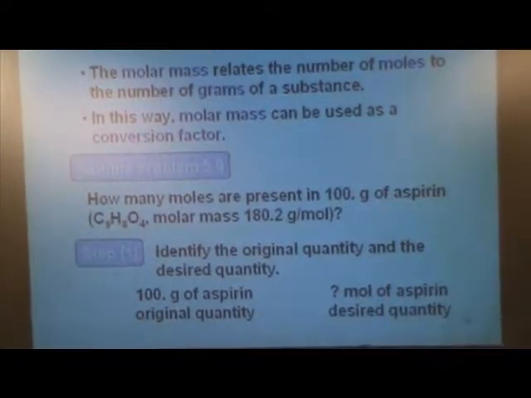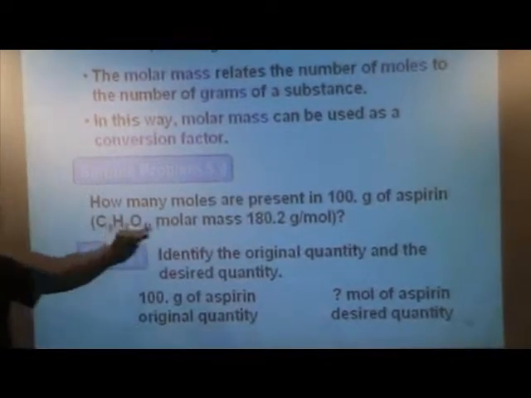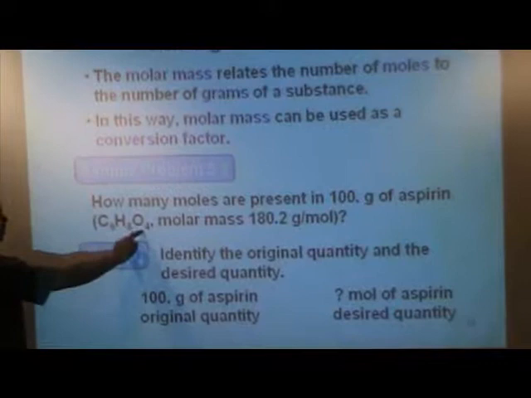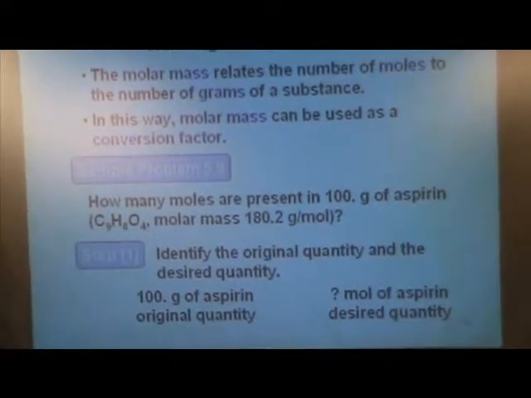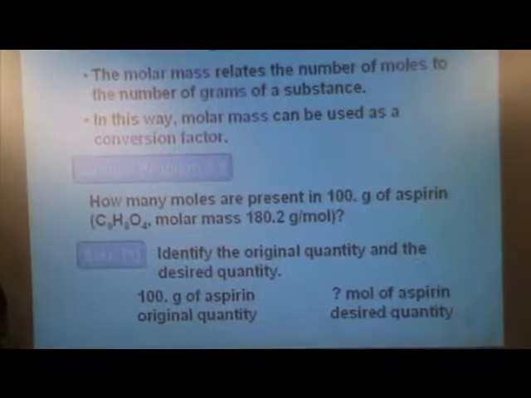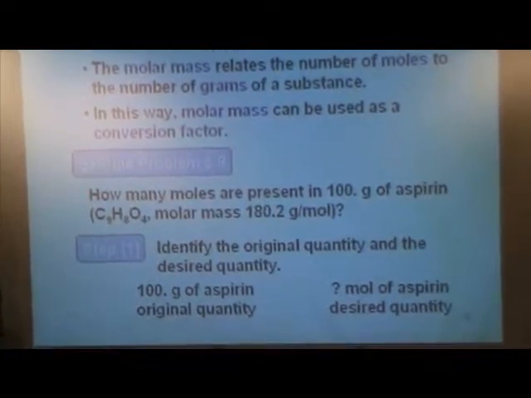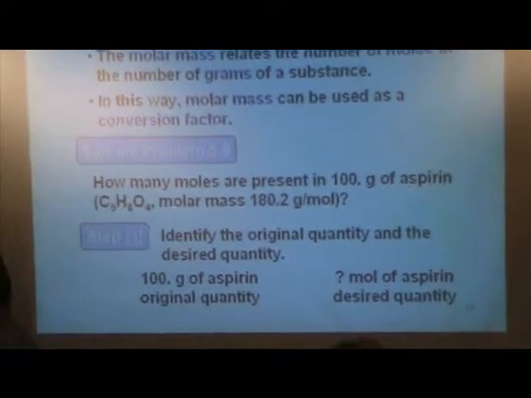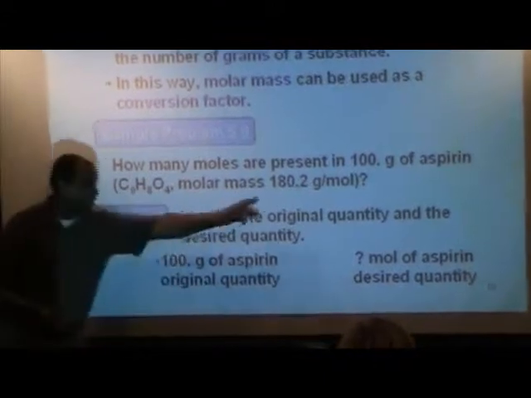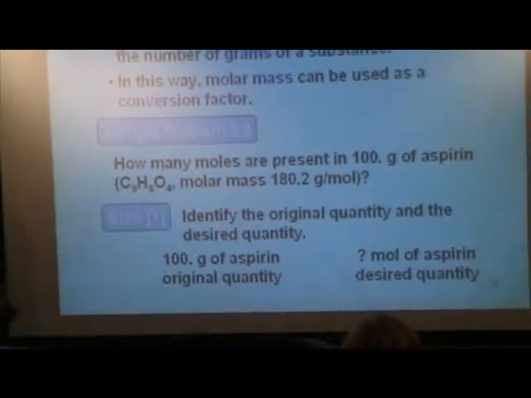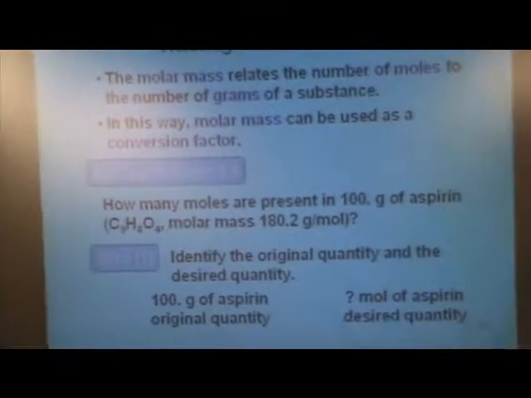Yes. 9 times 12, 8 times 1, 4 times 16, that gives you this number right here when you add them together. 4 times 16 is 64. 8 times 1 is 8. 9 times 12 is 108. So if you add them up, you come up with this. 0.56 mole.